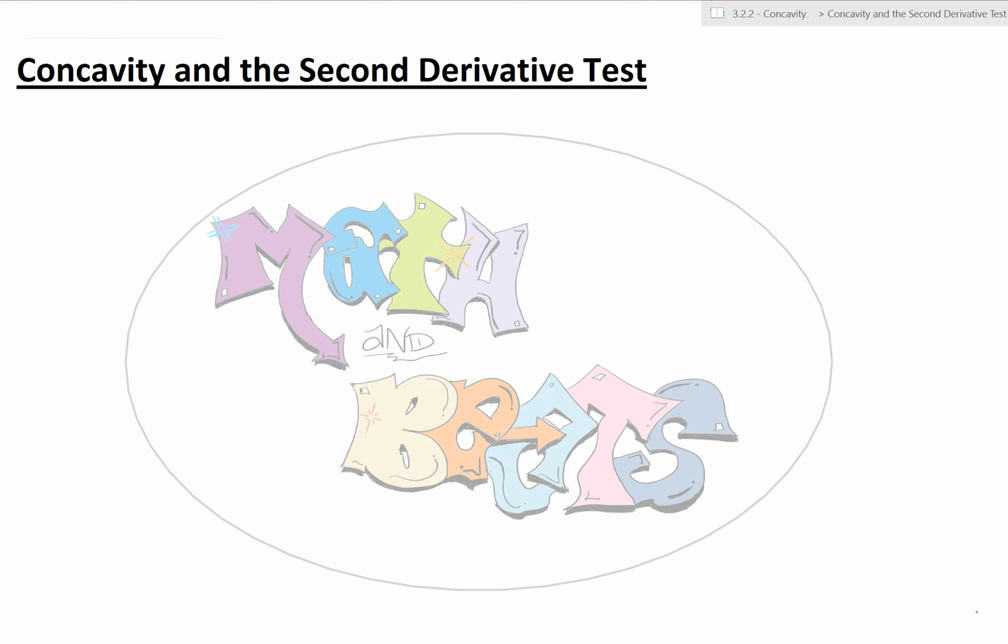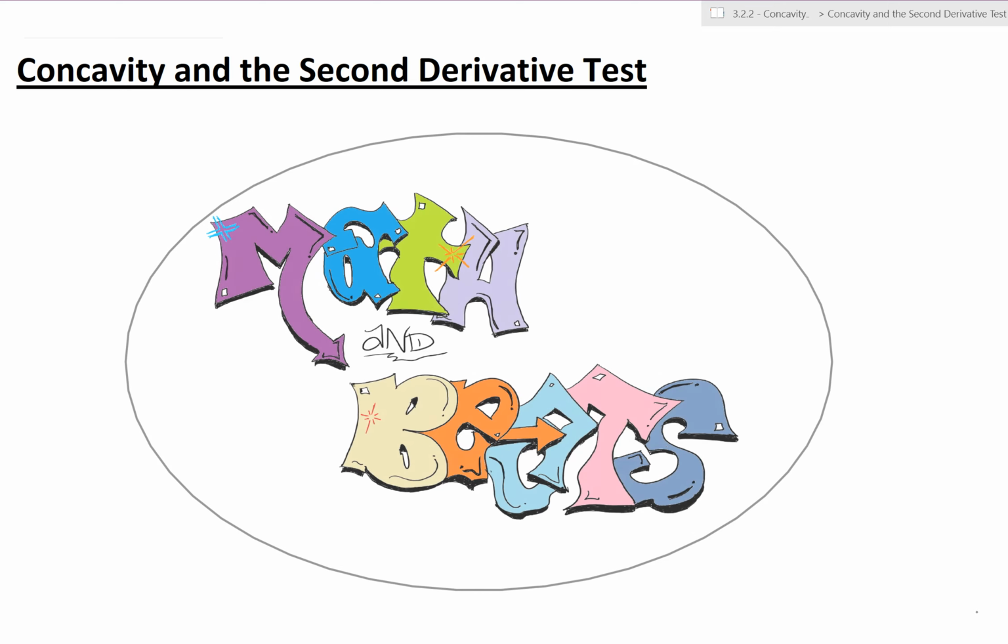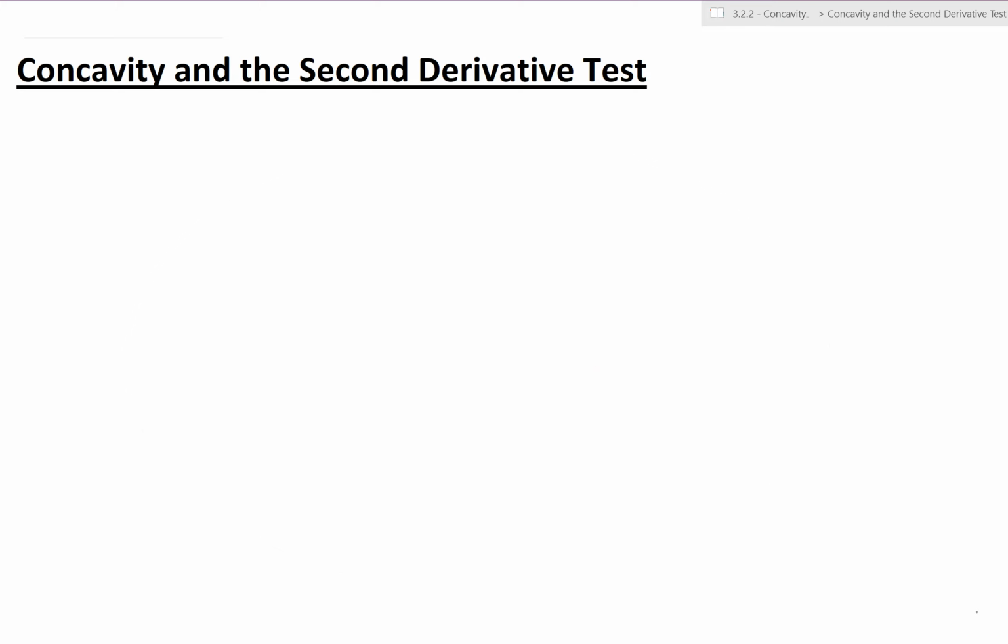In this video, what we're going to do is investigate a function's concavity and also use the second derivative of a function to help us find local extrema. And also, how does the second derivative of a function relate to concavity? Well, let's find out.